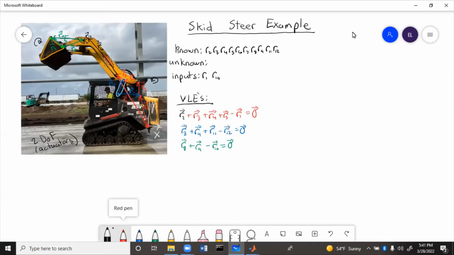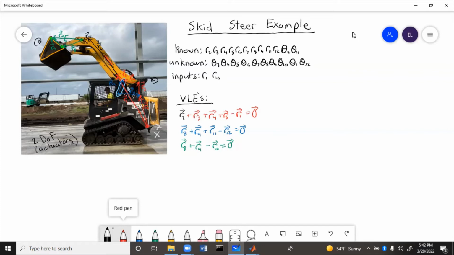Our 11 here is part of the ground, and so is our 2. Theta 2, theta 11, both known. So now the unknowns are pretty much going to be all of the other angles. So theta 3, theta 4, theta 5, theta 6, theta 7, theta 8, theta 9, theta 10, theta 1, theta 12.